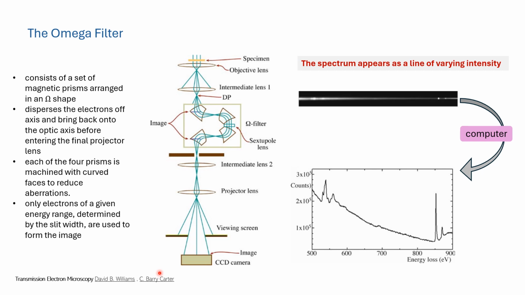Here each of the four prisms is mechanically machined with curved faces to reduce the aberration. The entrance apertures select an area of the specimen, and the beta, or the collection angle, is governed by the objective aperture. Electrons following a particular path through the spectrometer can be selected by the post-spectrometer slit, so only electrons of a given energy range are used to form the image. The spectrum appears as a line of varying intensity, then the computer changes it to a traditional spectrum of counts versus energy loss.